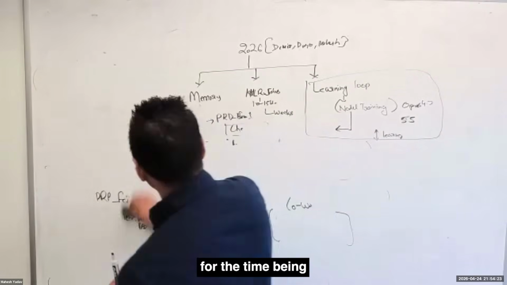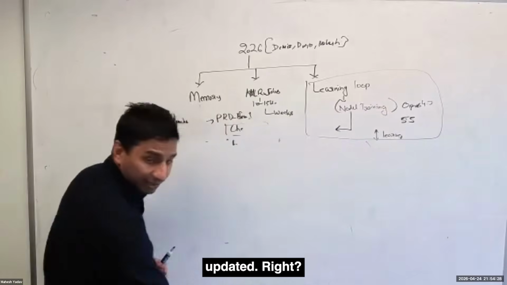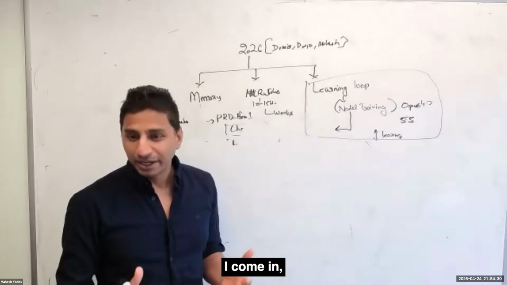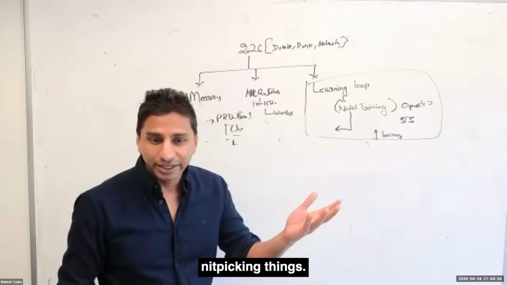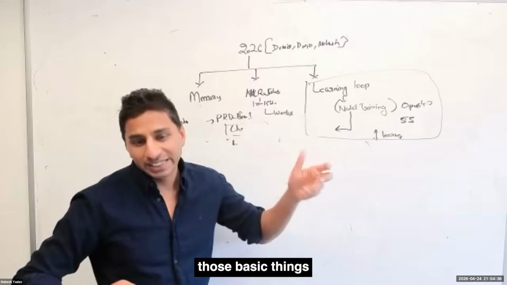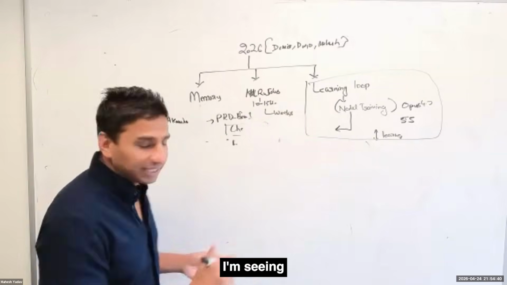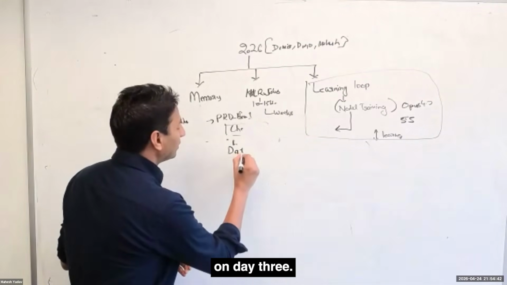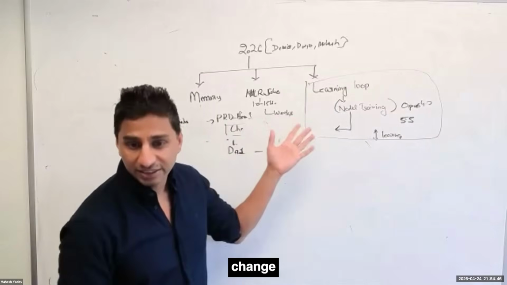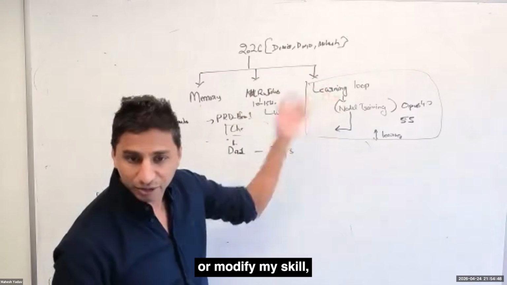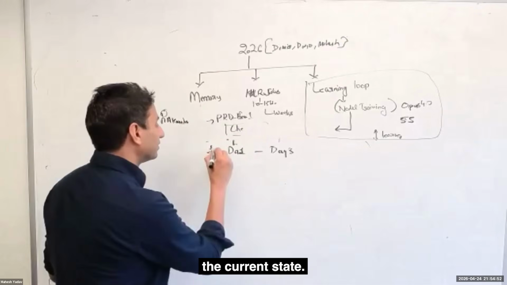Let's just assume for the time being that this is not getting updated, right? So next time I come in, I still have the same problem. It's still nitpicking those 3. It's doing those basic things, which I didn't like or told it about on day 1. I'm seeing the same problems on day 3. So day 1 performance is the same as day 3 performance, unless I manually change the checklist, modify my skill, or explicitly go and tell it, right? So let's say that's the current state.